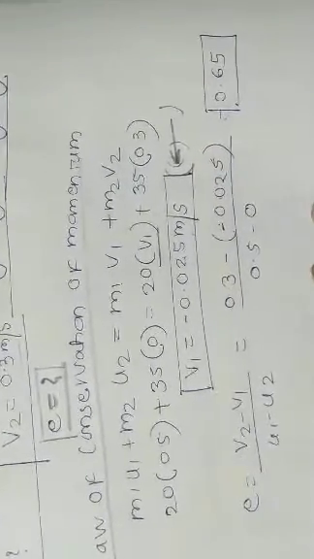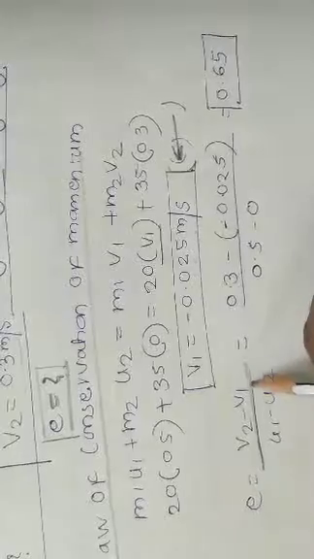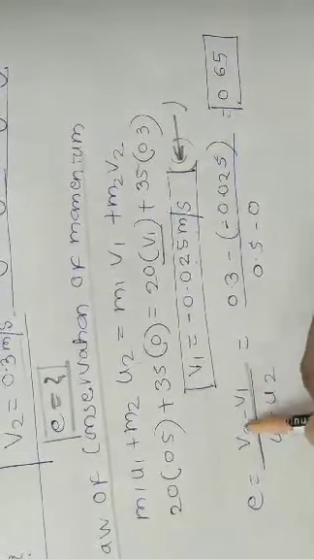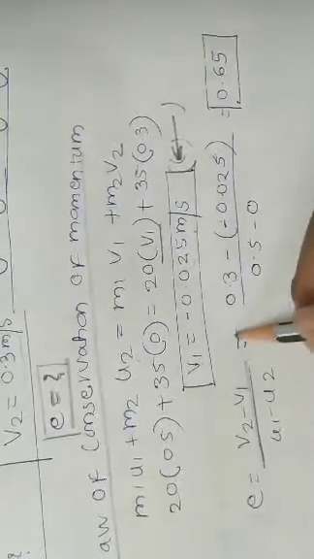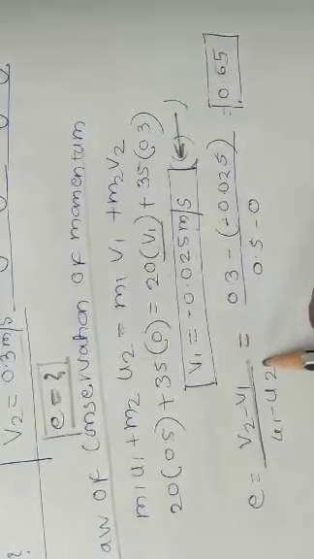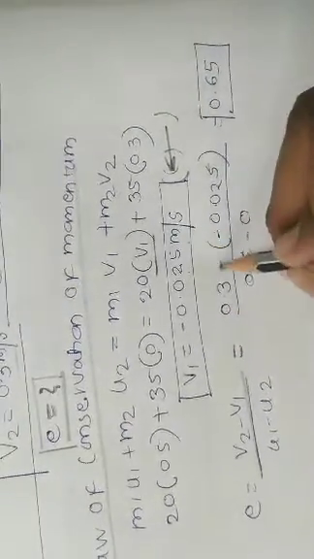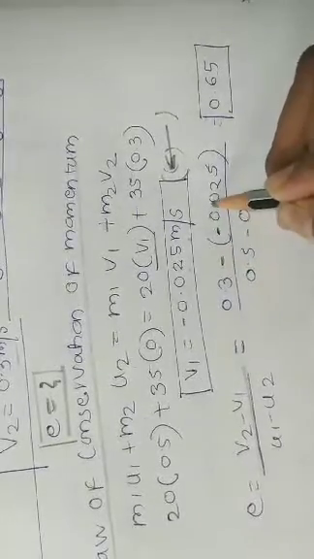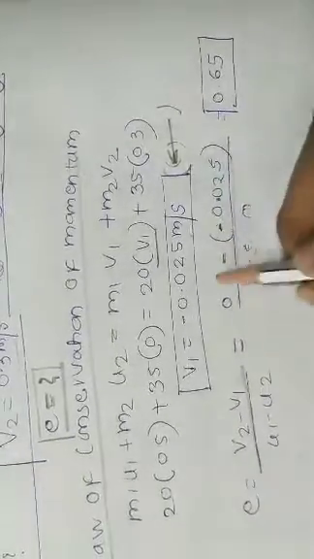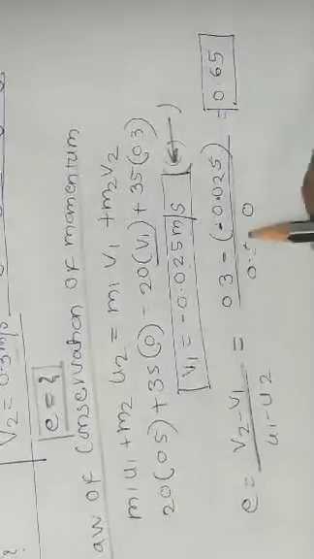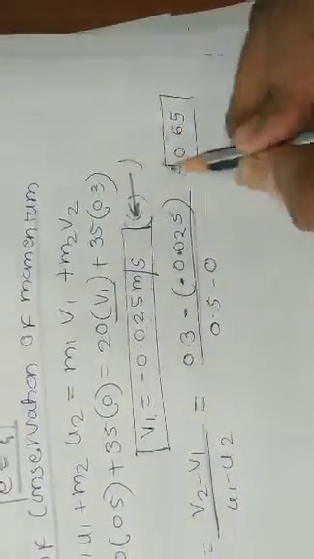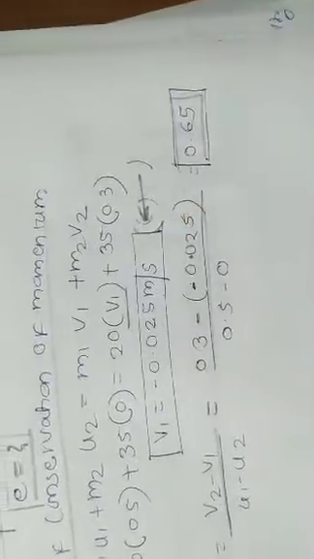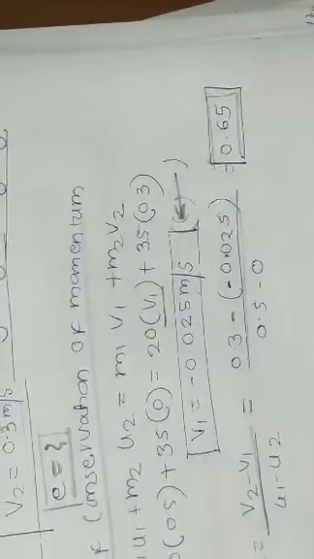Now we need to find out e, and our formula is e equal to v2 minus v1 upon u1 minus u2, velocity of separation divided by velocity of approach. So that is equal to 0.3 minus (minus 0.025) over 0.5 minus 0, and after substituting that we'll get e is equal to 0.65, and that is the coefficient of restitution between the two wagons.